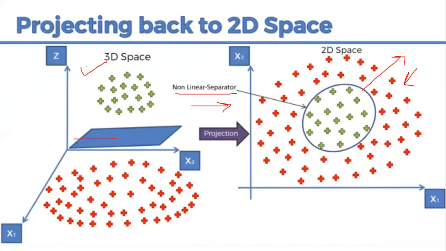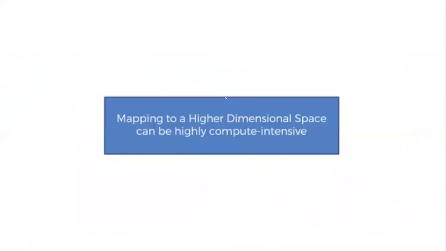It is curved in shape, and it's a separator. It is separating the green class and the red class, right? That's why it is called a non-linear separator.